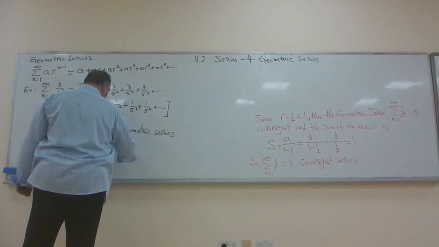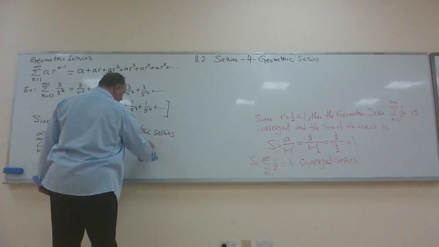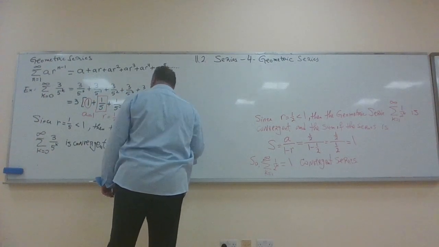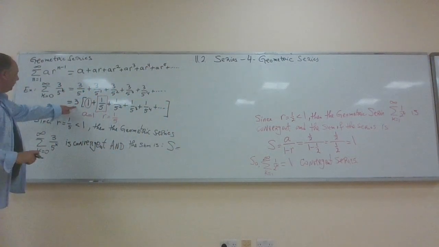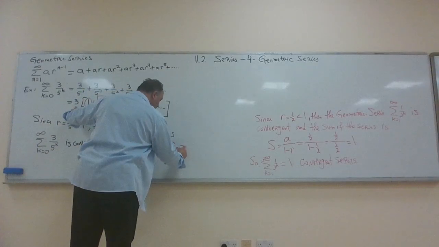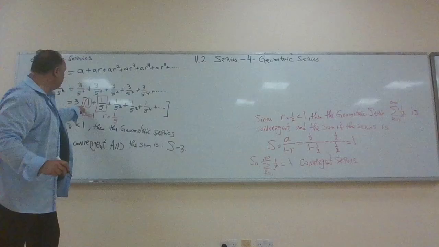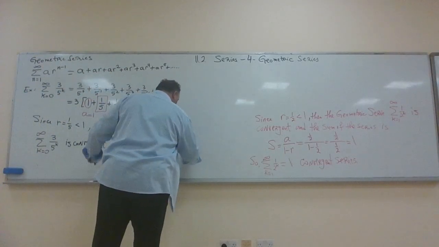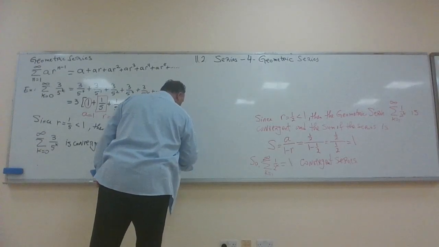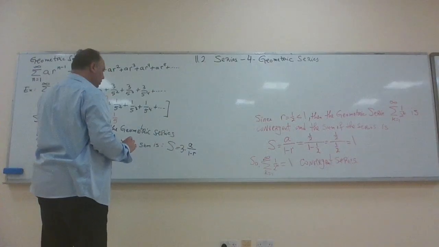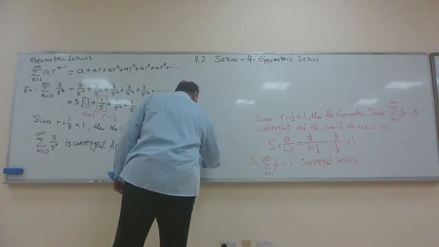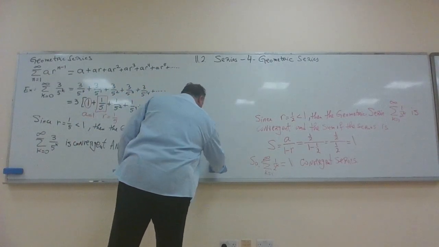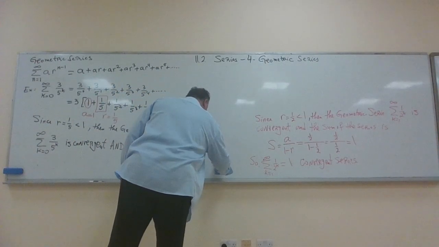And the sum is, so what do we have? We have 3 times, and now this is our geometric series here. A is 1, so I write A divided by 1 minus R, so I'll just replace. A was 1, and R is 1 over 5.